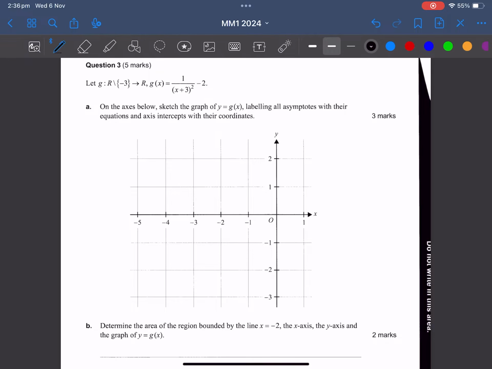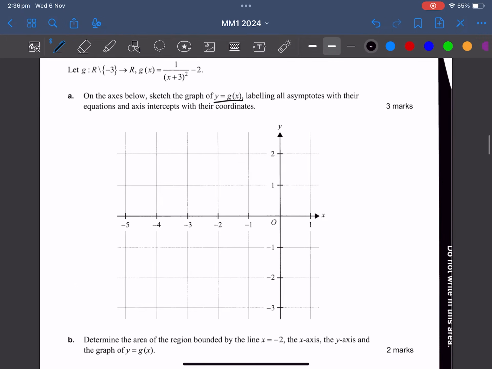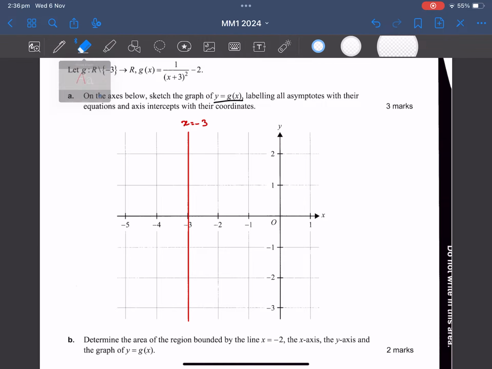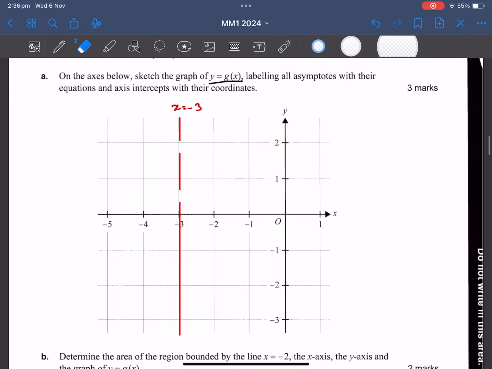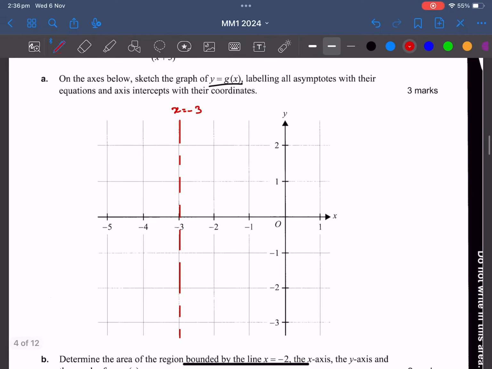So we got a function g of x, looks like a truncus. On the axis below, sketch the graph of this, labeling all the asymptotes with their equations and x-intercepts with their coordinates. Okay, so asymptotes are pretty easy to find, so let's just quickly draw them out. So x equals minus 3 is going to be one of them. Also, just make sure that asymptotes are drawn dashed like this and not like a straight line. Okay, so that's our first asymptote. The second one is just y equals minus 2.